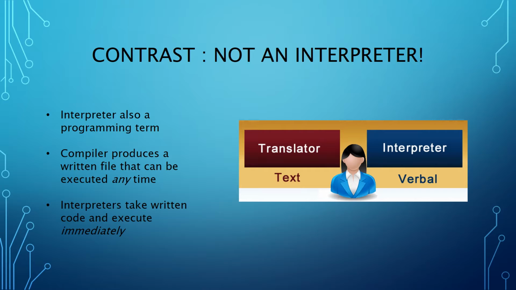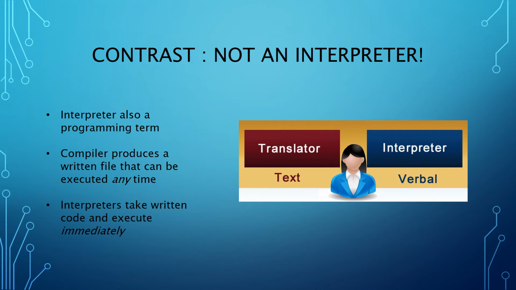Following that analogy, you might be tempted to think of a compiler as a sort of interpreter. It isn't really. A compiler takes a written program and produces another text that can be executed whenever the user chooses. An interpreter will execute the written code immediately with no written interpretation produced. This is much like comparing a translator and an interpreter in real life.